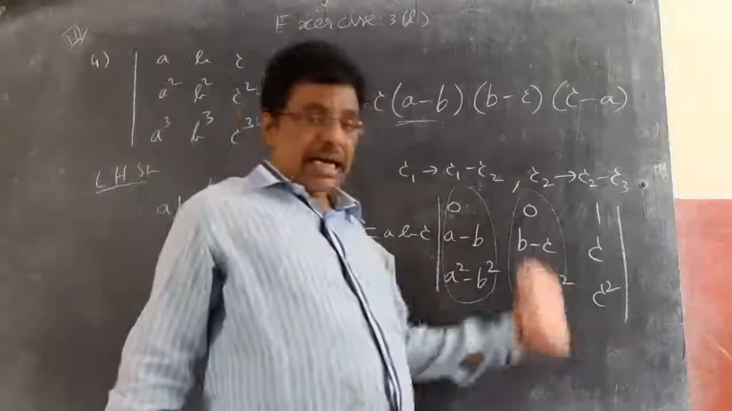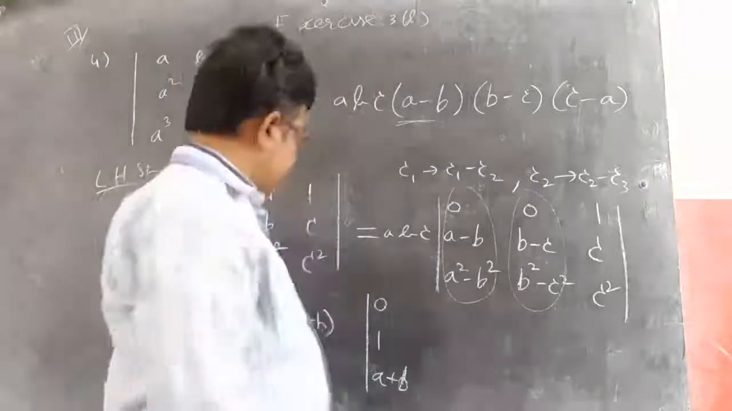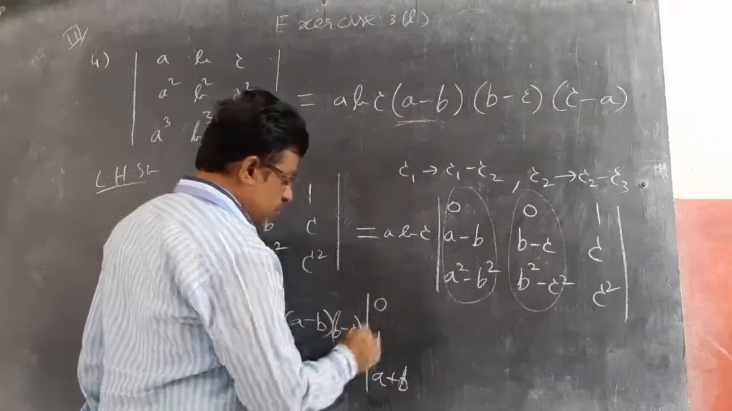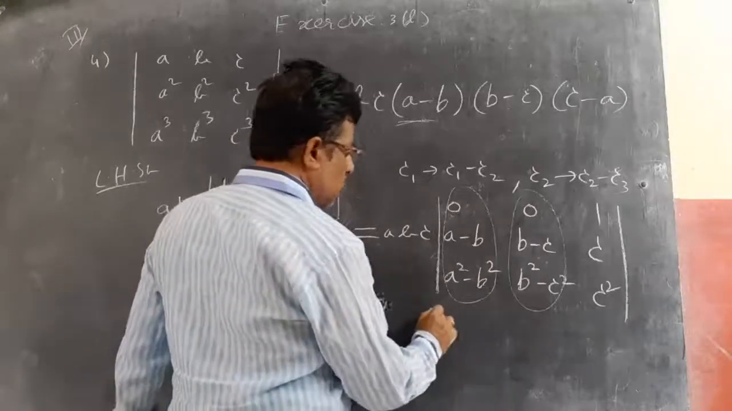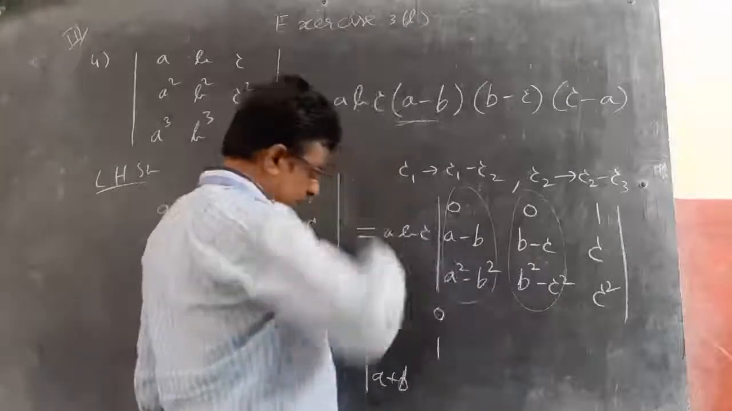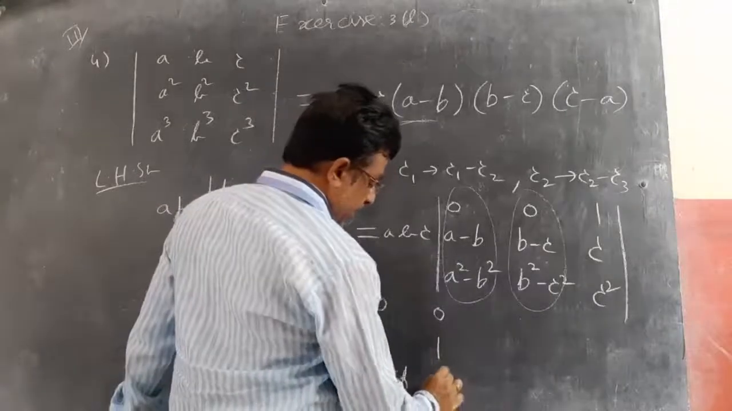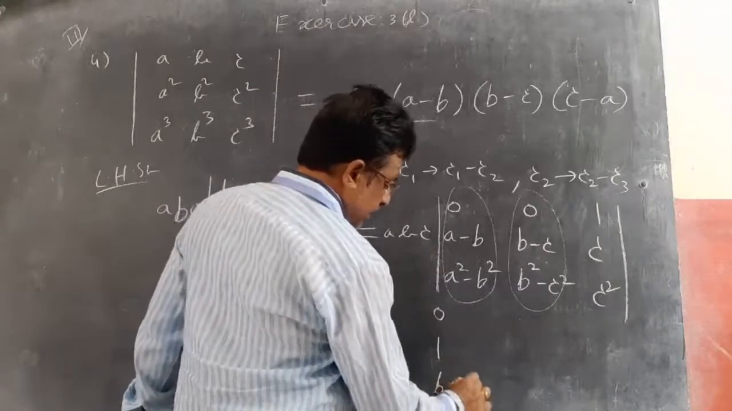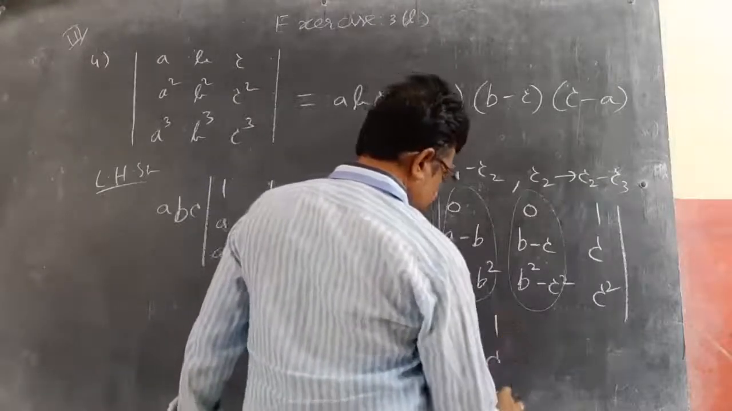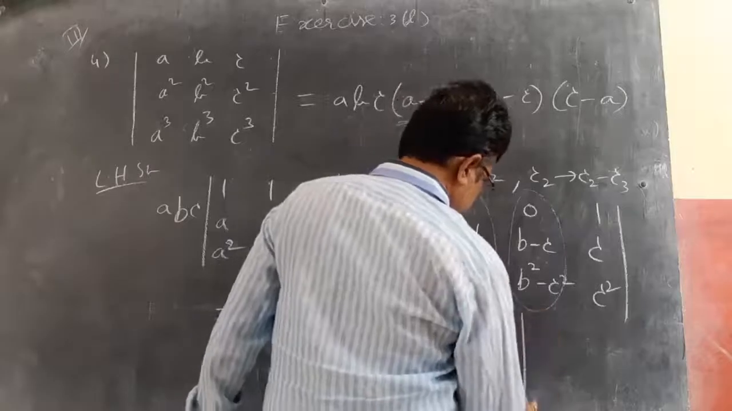And from the second column, I will take B minus C common. So what is left out? Here again 0. And B minus C I took common, this is 1. This is again B plus C into B minus C. I took B minus C common, left out is B plus C. Now the third column, 1, C, C square.